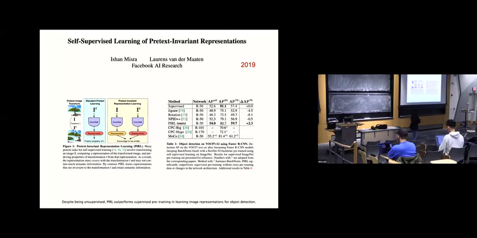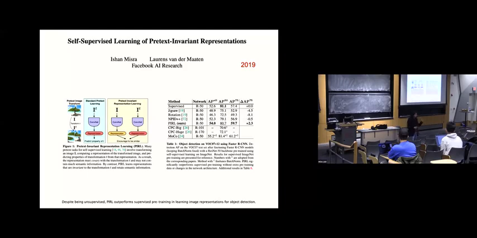So that's why they call it pretext invariant. They want the representation to be invariant, as opposed to being able to decode the transformation. Okay? And this was the first paper which was able to beat the supervised pre-training, as you see here, when you use those representations for the downstream task of object detection in the Pascal VOC dataset. So this is an object detection dataset.